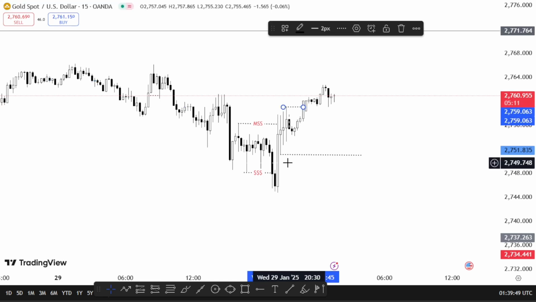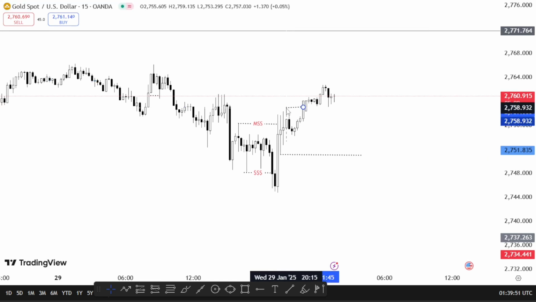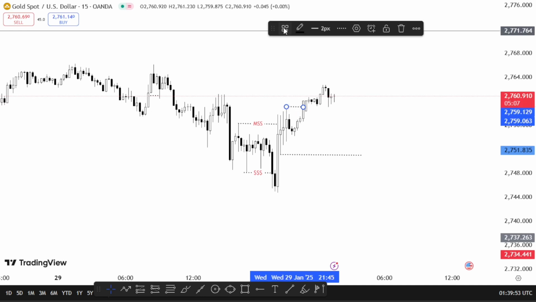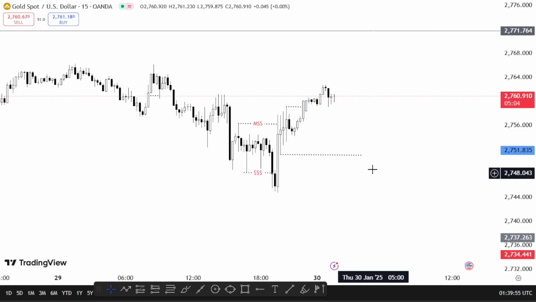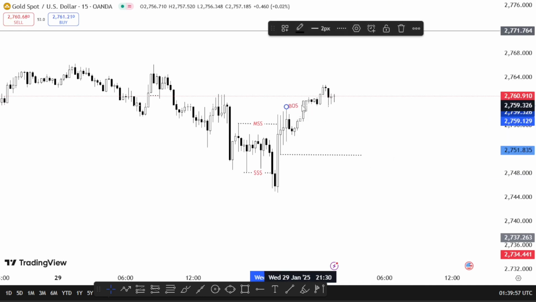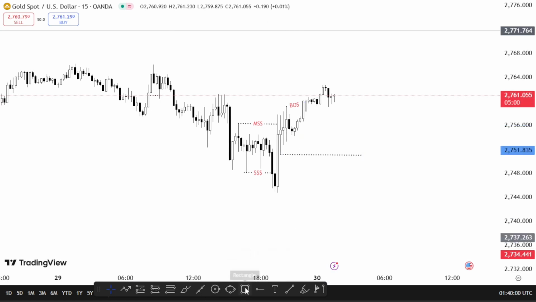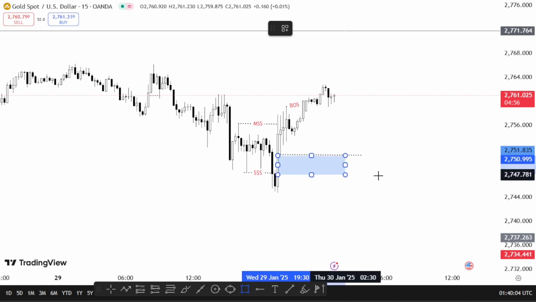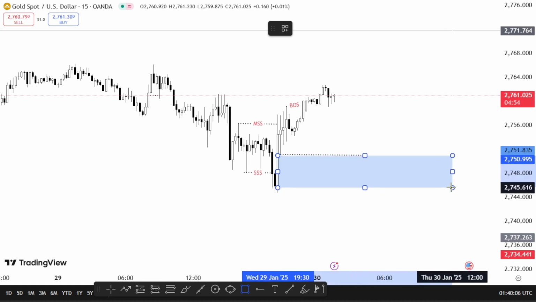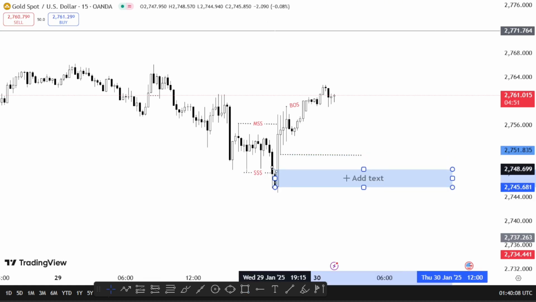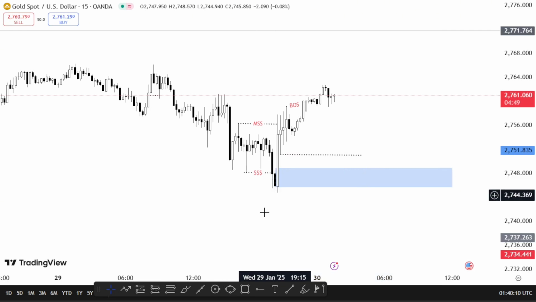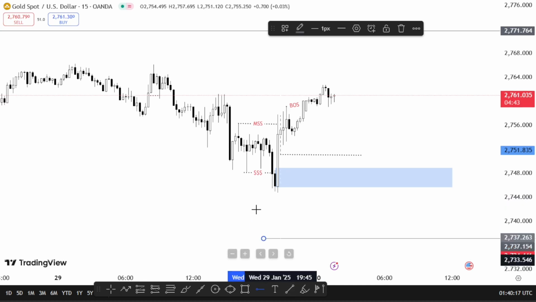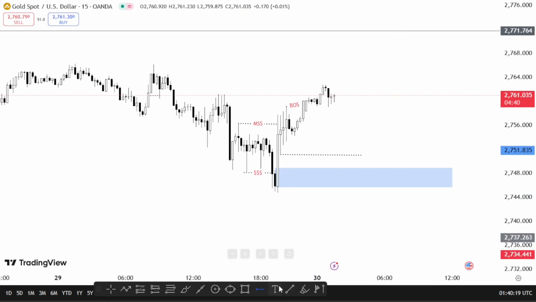So what I'm gonna do now is, this is a break of structure, right? Okay, POS. So what I'm gonna do now is I'm just gonna go ahead and mark my PI. There's a fair value gap right here, which makes it perfect, right? But this demand zone is actually cool. I'm not expecting this to get to that demand zone, so here's gonna be my protected low.